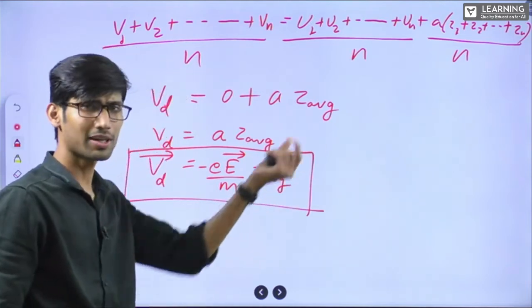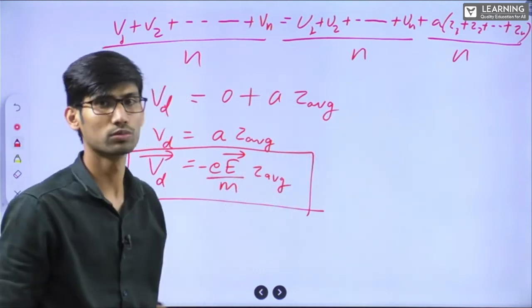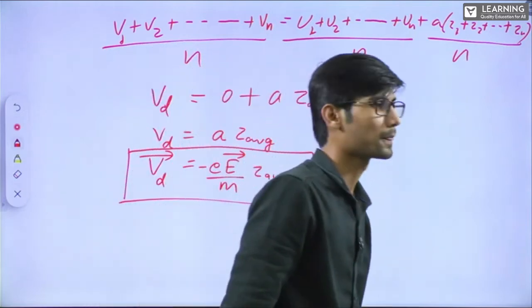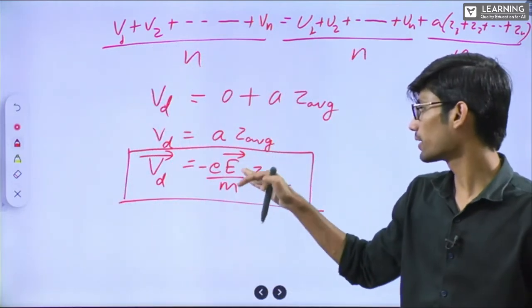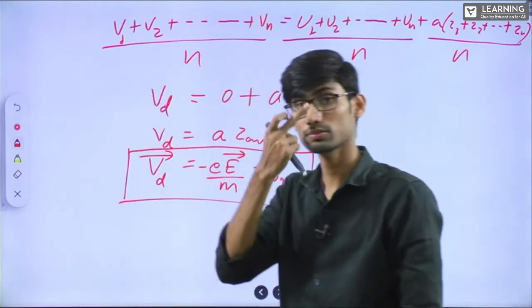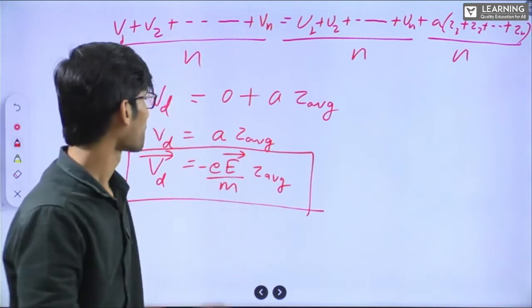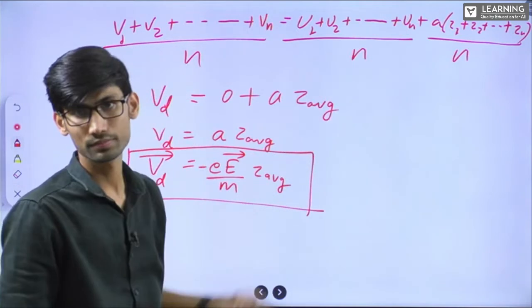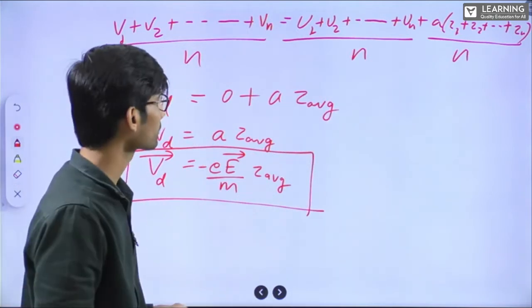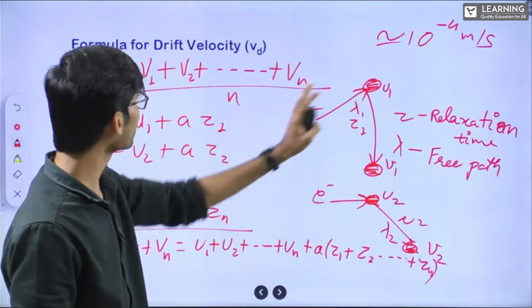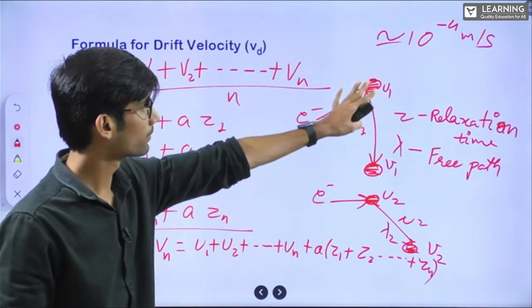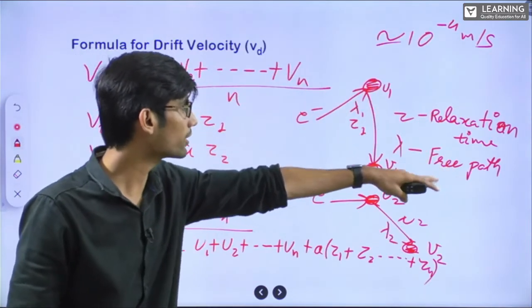Sometimes somewhere it is only written tau, that means tau average only. Minus E vector by m tau, that is drift velocity. Did you understand the derivation? Very simple. In exams, start the derivation from here. Mark this relaxation time, free path.